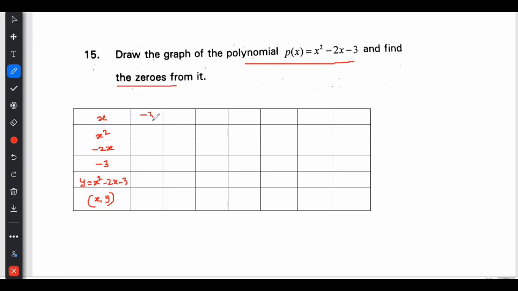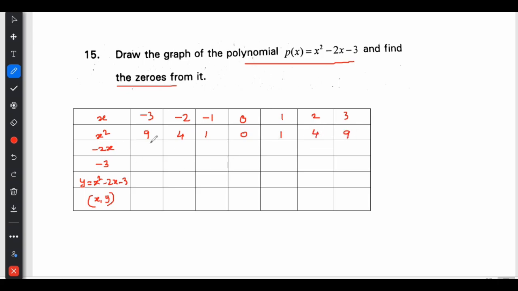Now we can take the x values from minus 3 to 3, that is minus 3, minus 2, minus 1, 0, 1, 2, and 3. Now x squared will be: minus 3 squared is 9, minus 2 squared is 4, minus 1 squared is 1, 0 squared is 0, 1 squared is 1, 2 squared is 4, 3 squared is 9.